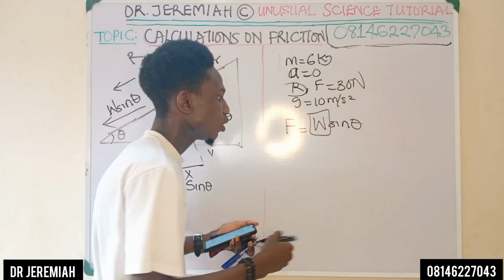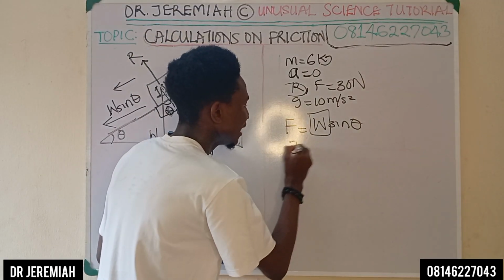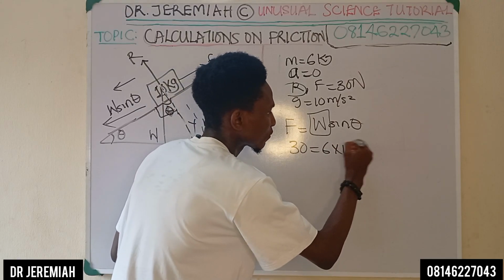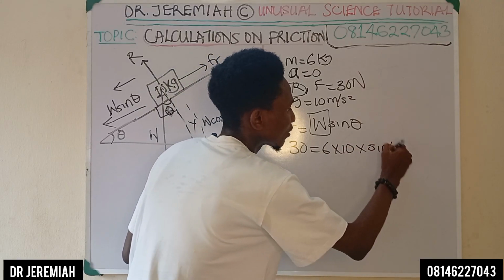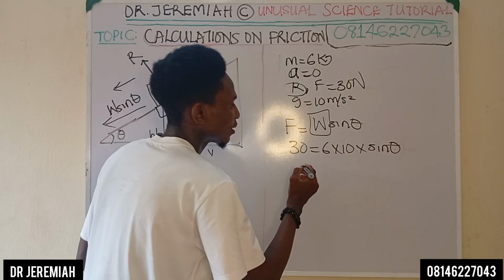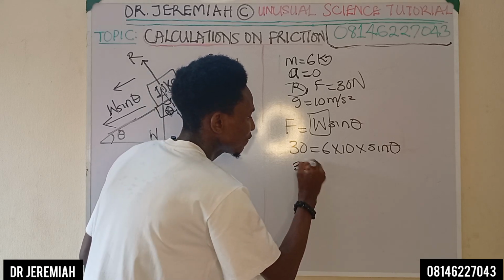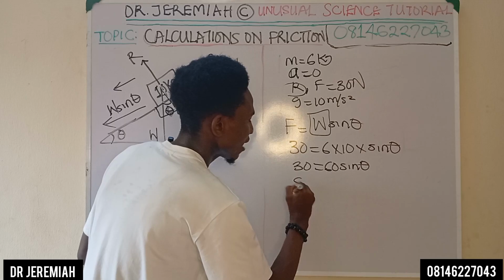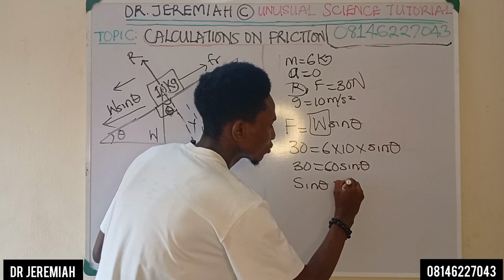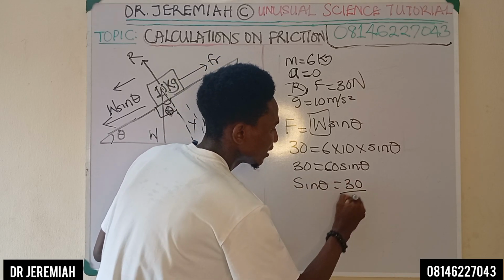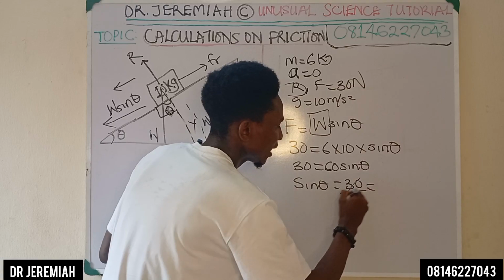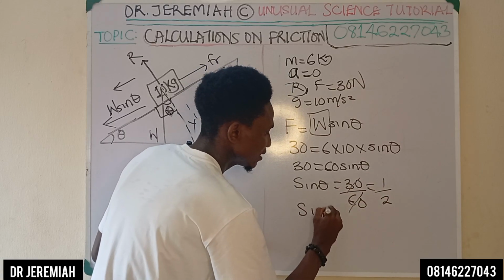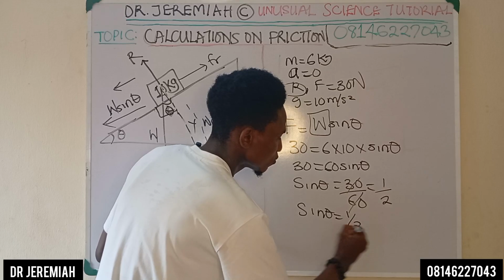You see, it's very simple. All you have to do now is 30 equals to, what is weight? 6 times 10 times sin theta. And I'm going to solve to get my theta rather. So I have 30 equals 60 sin theta. From there I have sin theta equals 30 divided by 60. 30 divided by 60 gives you 1 over 2. Sin theta equals 1 over 2.